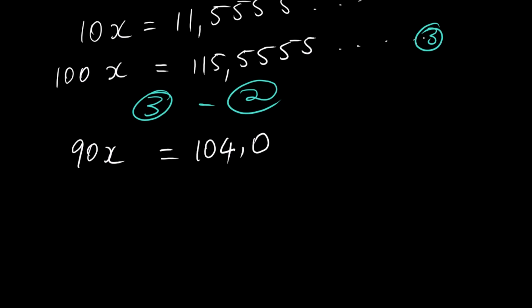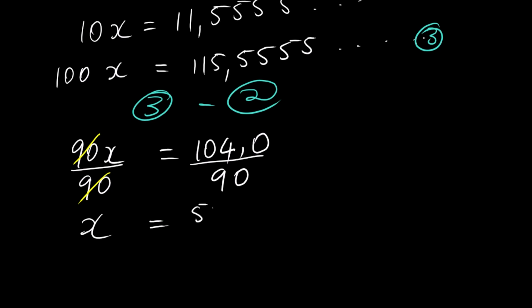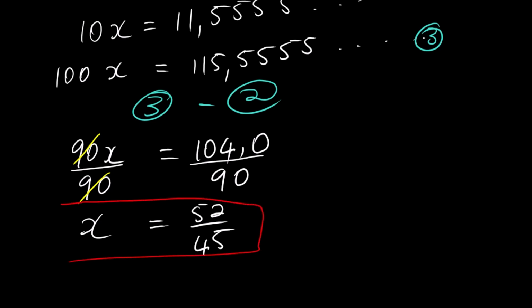Now from here we solve for x. We divide both sides by 90. This will cancel this. Actually 90 over 90 is equal to 1. 1 multiplied by x is x. 104 divided by 90, we have 52 over 45. So this is our final answer. I hope you got it correct. Now we move to the next one.